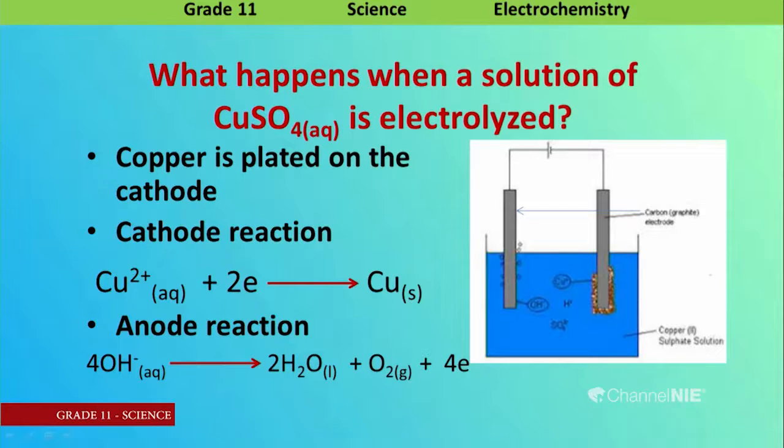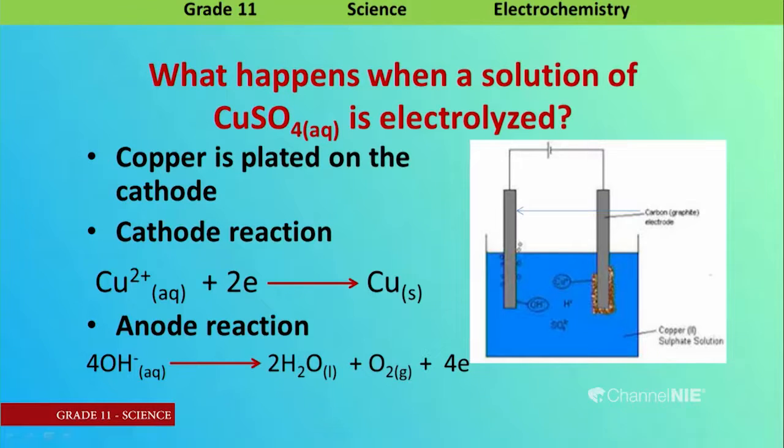How? When electrons are released by 4 hydroxyl ions, 2 water molecules and 1 oxygen molecule are formed. Because of the formation of oxygen molecules, you can observe generation of gas bubbles at the anode. Then what happens at the cathode?